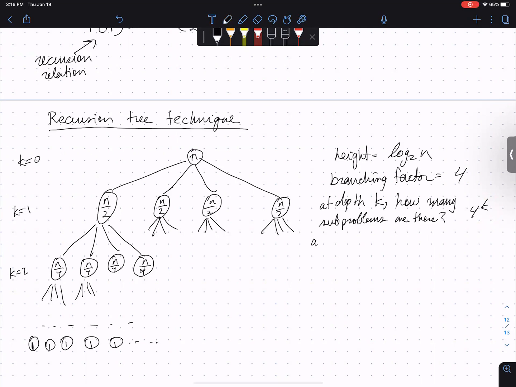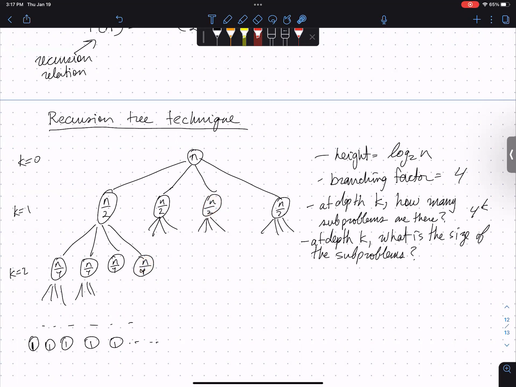Okay. And finally, at depth k, what is the size of the subproblems? I'm asking about this number as a function of k. One, almost, n over 2 to the k. Because each time we halve the size of the problem, so n, n over 2, n over 4. So we multiply, we put k twos here. And so the size of the problem is n over 2 to the k.